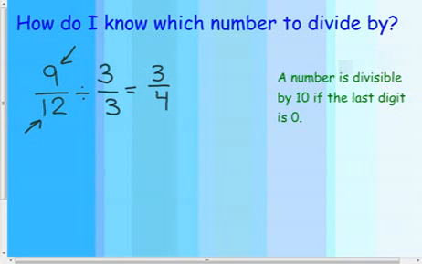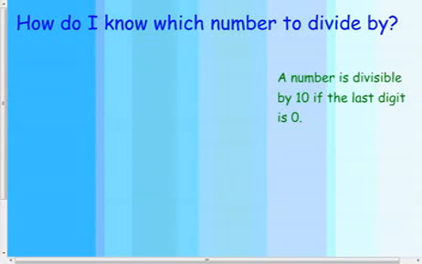So my first rule of divisibility, the only way that I can really teach you how to know what to divide by is by teaching you some of the divisibility rules. And some of them are really common sense rules. Like, for example, the very first rule I chose to show you is tens. Numbers are divisible by 10 if the last digit is 0.